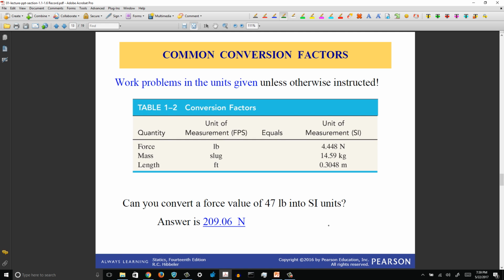Now, sometimes we convert units from one system to another. We're not going to do much of this, but if you have a pound, for instance, in the FPS system, that's equal to 4.448 newtons. And the conversion factors for all of these can be looked up online.